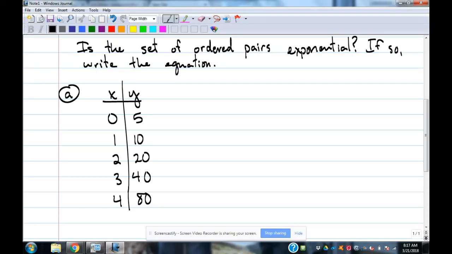One thing to do would be to graph all those points and see if they made an exponential type curve on the coordinate plane. An exponential curve looks something like this. That's an exponential growth curve. An exponential decay curve goes the other direction.